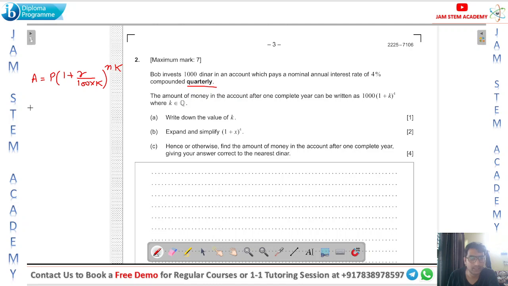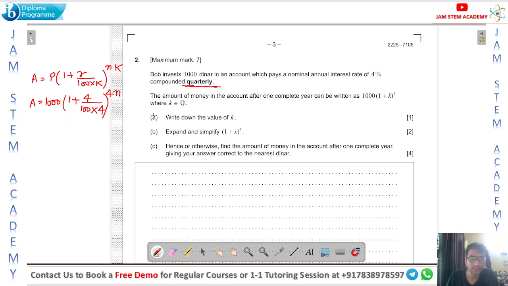For our question, the final amount after, let's say, n years will be: P is 1000, the principal amount, times 1 plus 4, since r is 4, divided by 100 times k. What is the k value? Because it is compounded quarterly, we get interest 4 times every year, so k is 4, and the power is 4n. By substituting different values of n, which represent the number of years, we can get the amount after any number of years.